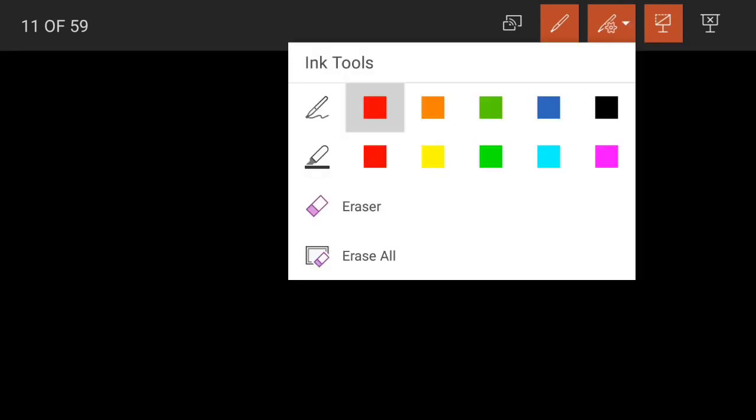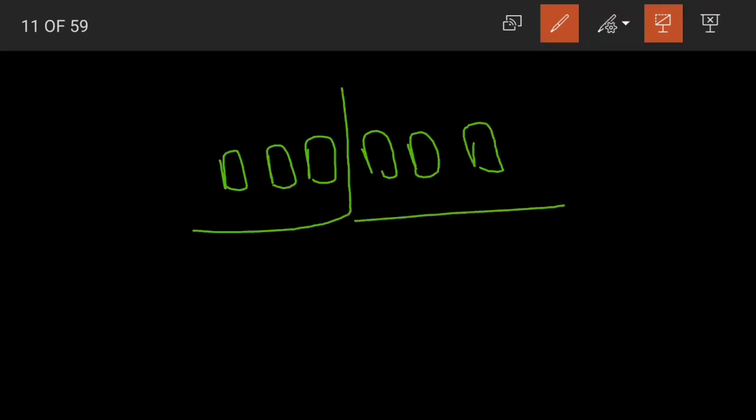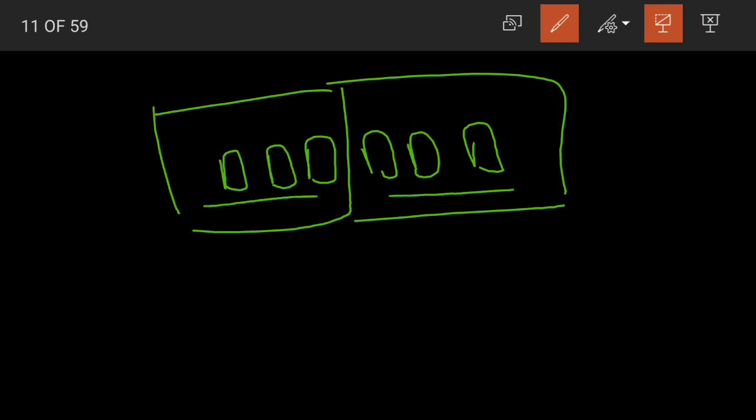Or suppose these are 6. 1, 2, 3, 4, 5, 6. These are 6 Milky Bars. If you divide it into groups of 3, how many groups are we having? We are having 2 groups of 3. Yes. So for every 3 we will get 1 extra. So add 1 extra here and also an extra here.